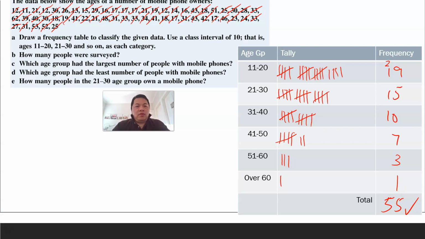So then we can answer the questions. How many people were surveyed? It's 55. Which age group had the largest number of people with a mobile phone? It is 11 to 20. Which age group had the least? It's the one with over 60. How many people in group 21 to 30 own a phone? It's 15 of them.